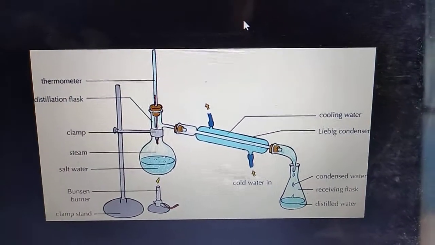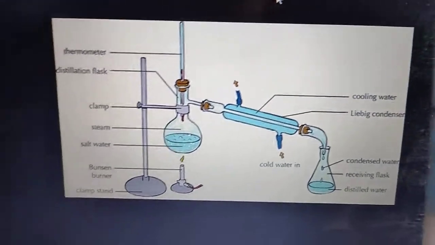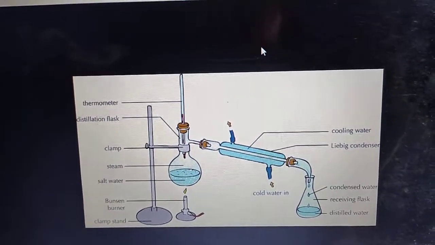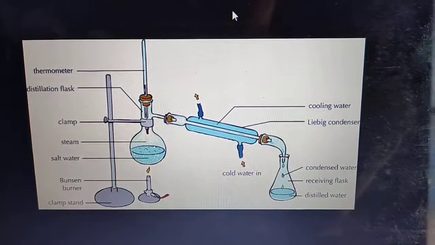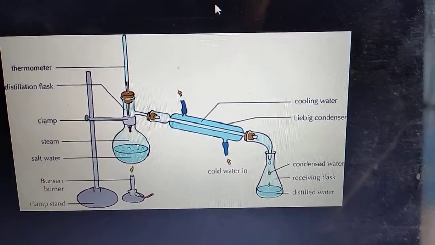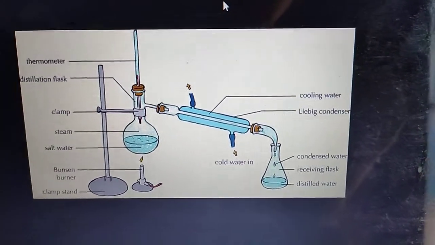Now if a mixture of two liquids, like water and alcohol, which is given as an example in your book, is heated in a distillation flask, the liquid with the lower boiling point is collected as distillate. The liquid with the higher boiling point is left behind in the flask. In this way, two liquids having different boiling points can be separated by distillation.